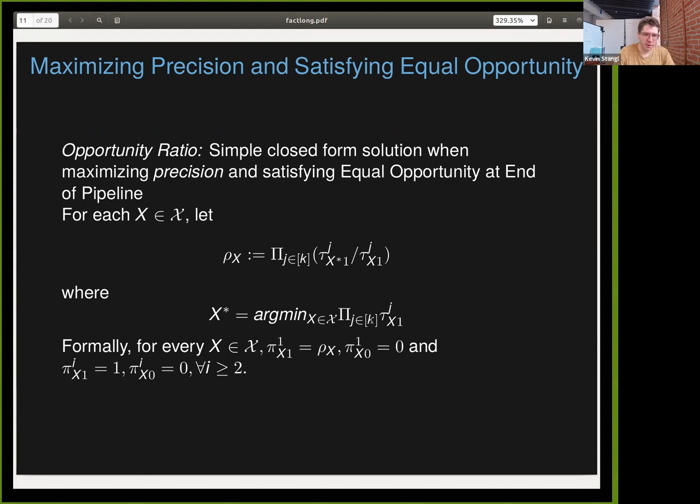And then for every other group, you just downweight their promotion chances a little bit, such that everyone has the same value in the argument here, this product of tau ones. And then at the very first stage, for the people who pass the test, you downweight them with this opportunity ratio. And then you don't pass anyone who fails. For every other stage, you just have 1, 0 for your pies. And then that's it. That will maximize precision at the very end and satisfy equal opportunity.